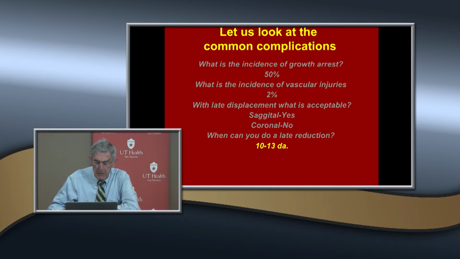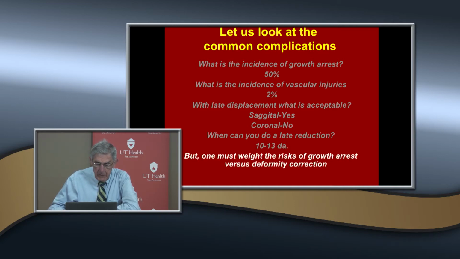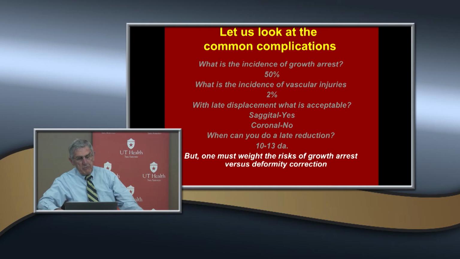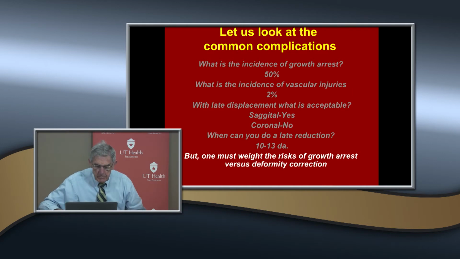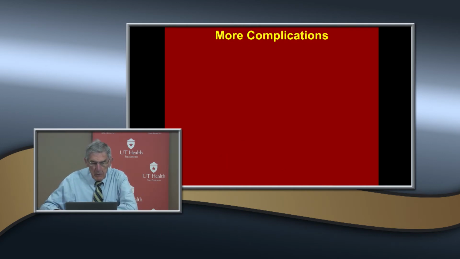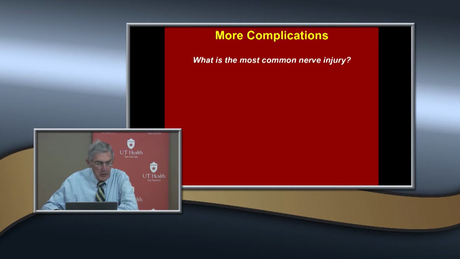And so you don't like to do that later on. What you do is you just allow it to heal and then do a controlled osteotomy later on if you need to do that. And you must weigh the risk of growth arrest versus the deformity correction. Okay, so there's more complications. What's the most common nerve injury?